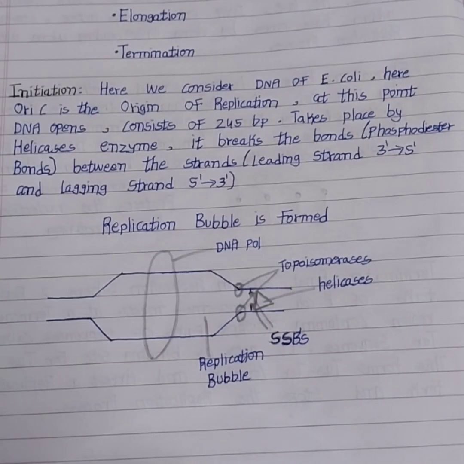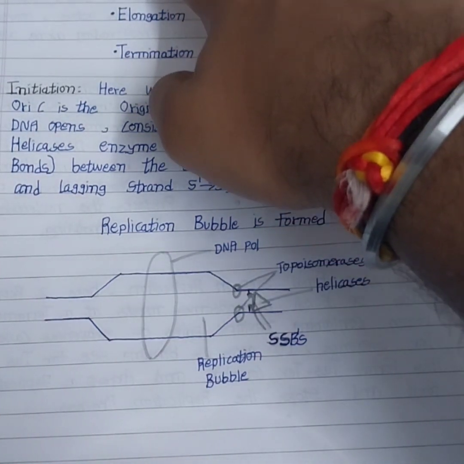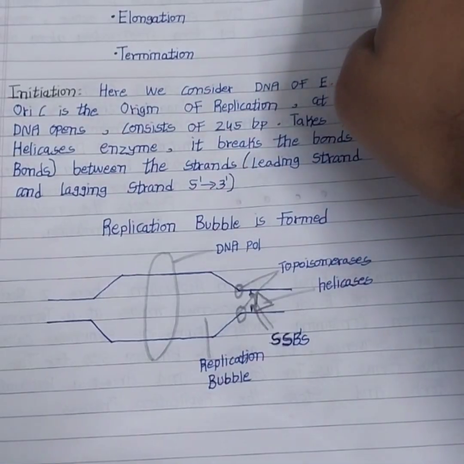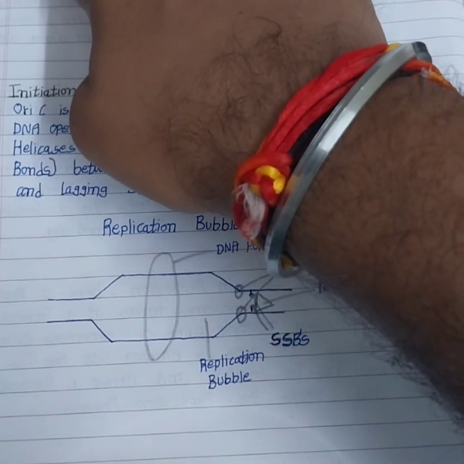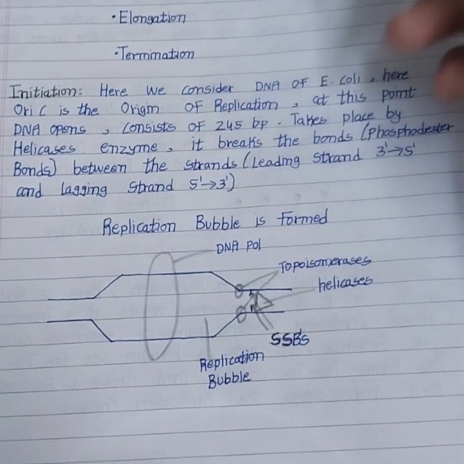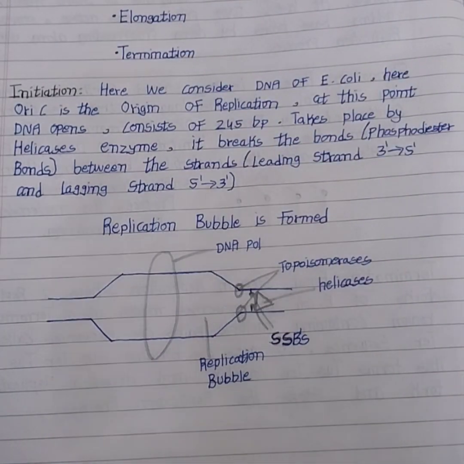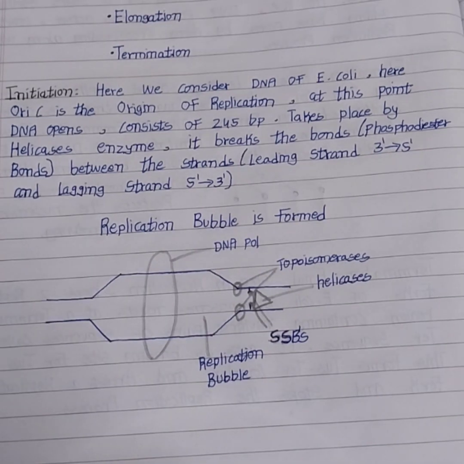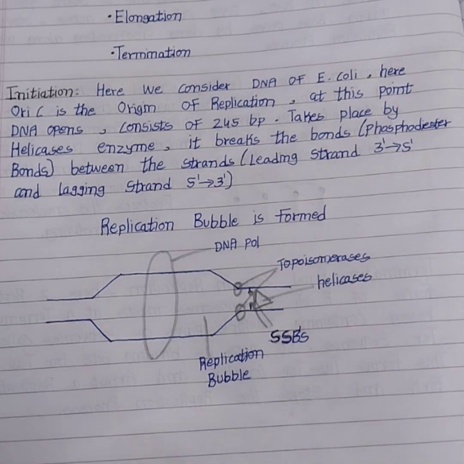For DNA replication, the basic requirements are the helicase enzyme, then topoisomerases, then primase, then SSBs, DNA ligase, and at last, most important, the polymerase enzyme, due to which the polymerization of DNA strands takes place. This replication of DNA takes place in majorly three steps. It's a three-step process. First is initiation, then elongation, and at last termination.